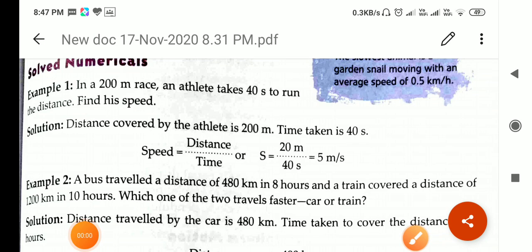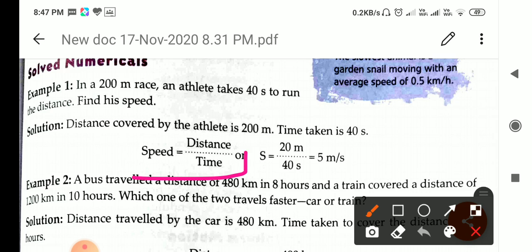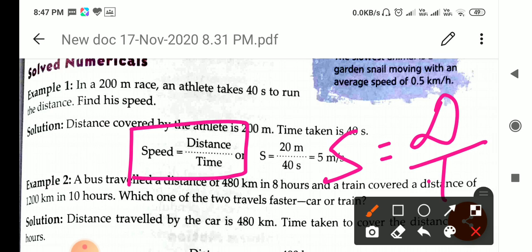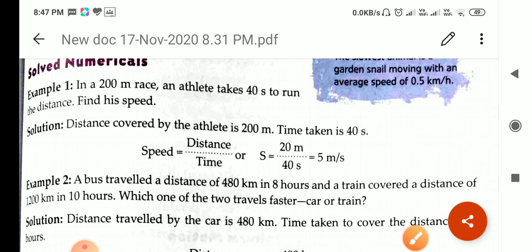Good morning, students. In online class, last time we discussed speed. As I told you, speed is equal to distance upon time. The formula of speed is S equals D upon T, distance upon time. Today I am here with some examples.